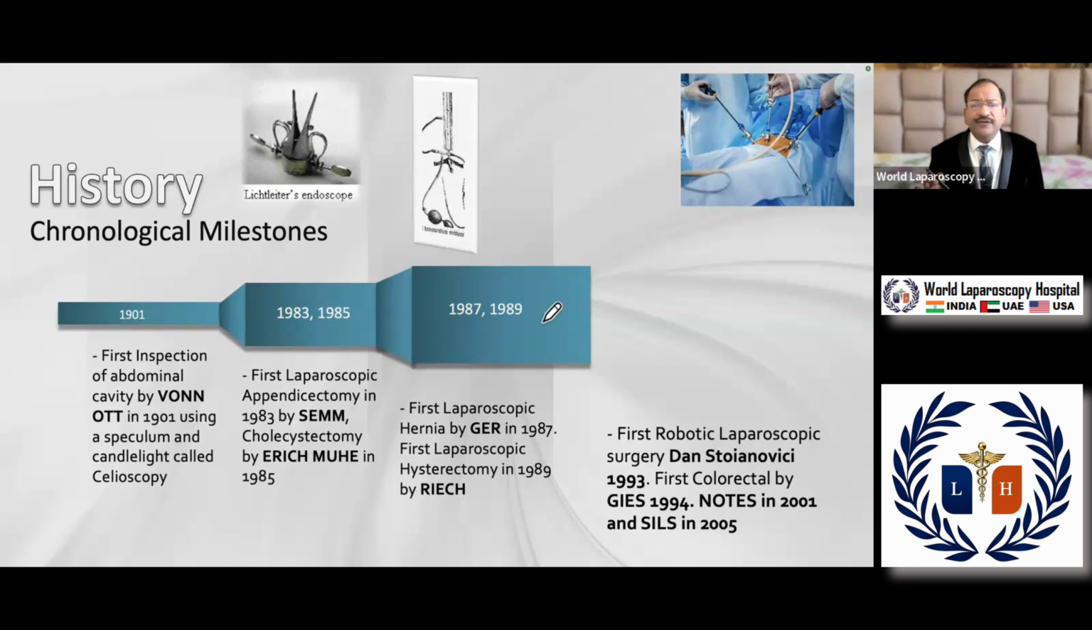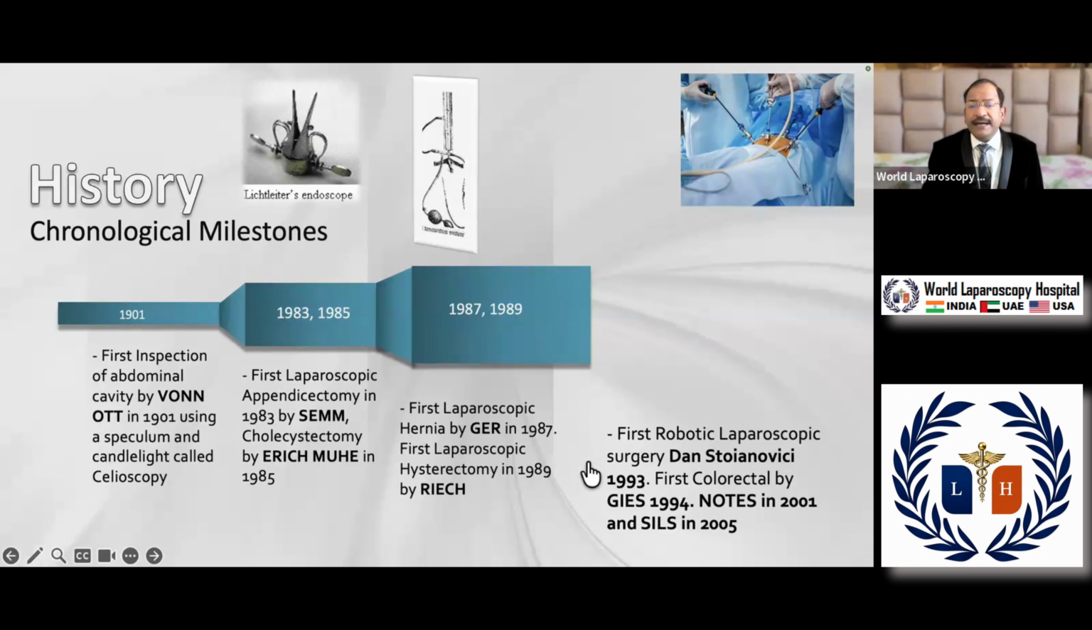And most of the inventions, like the invention of the insufflator, the digital camera, the electrosurgical generator, harmonic, ligation, all were in this era. So this is called the golden era of the evolution of minimal access surgery.